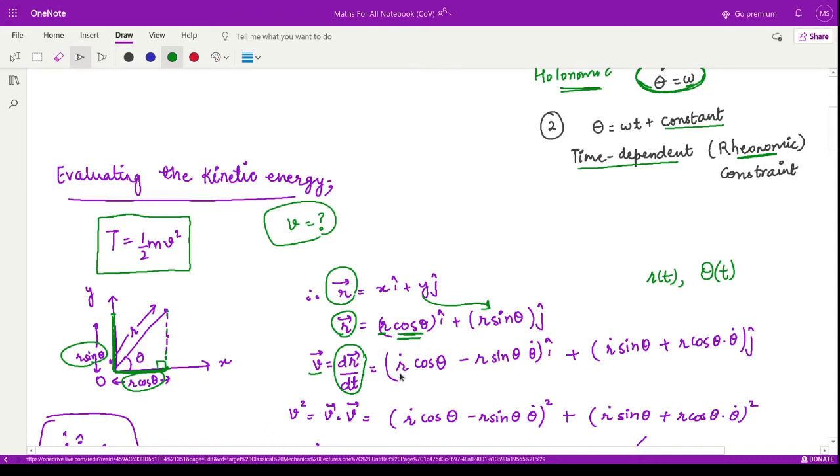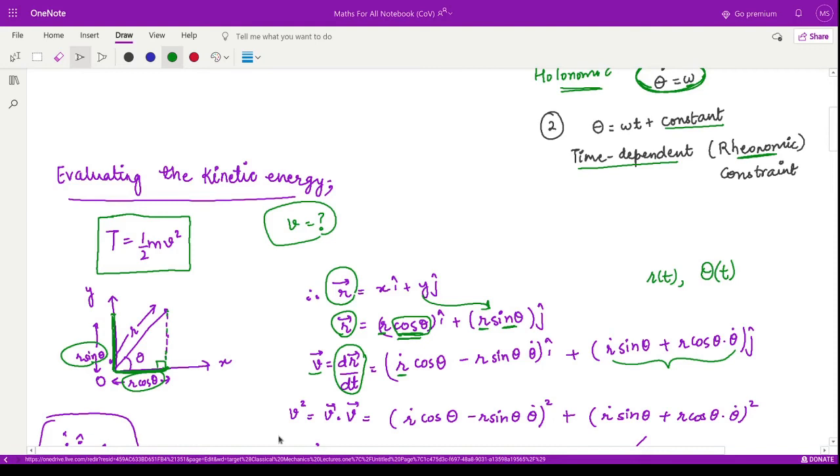So we'll first take the derivative of r, that would be r dot, and cos theta as such, and then we'll keep r as such, and then we take the derivative of cos theta, that would be minus sin theta into the derivative of theta, that would be theta dot, into i cap as such. Again we have to apply the product rule over here, so we get this quantity.